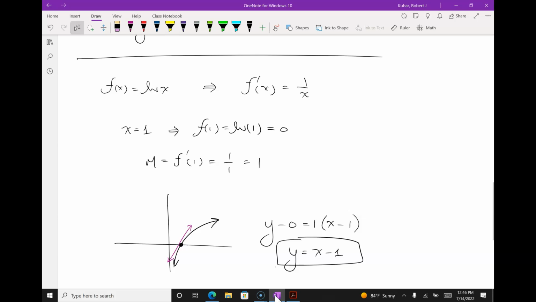So other functions are not so easy. We need to learn a couple other things. The main thing we need to learn is the chain rule. That's the tough one.